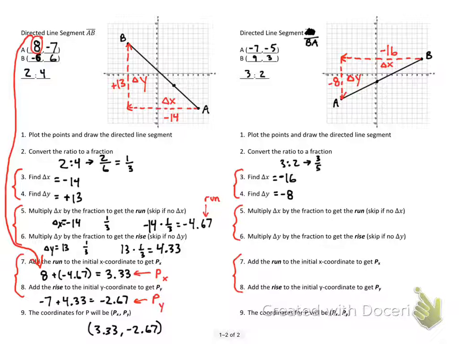All right, so again, now it's just run through the calculations. Negative 16 is my change in X, and then times 3/5. So, what is negative 16 times 3/5? Negative 9.6, thanks. This is the run.